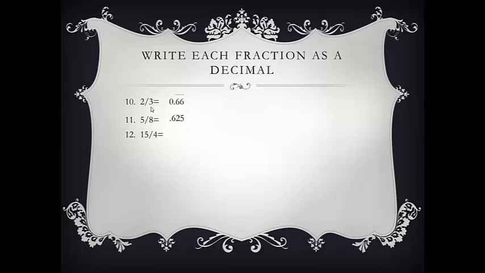Number 12, 15 divided by 4. Now, I should have a number in front of the decimal as 15 is greater than 4, and 15 will be on the inside, and 4 is on the outside. And when I do that, I get 3 75/100ths.